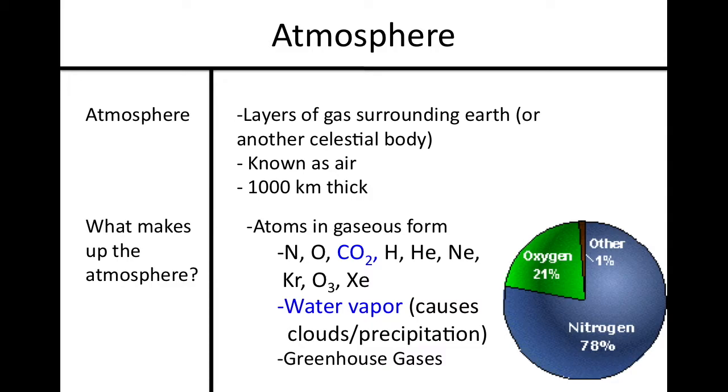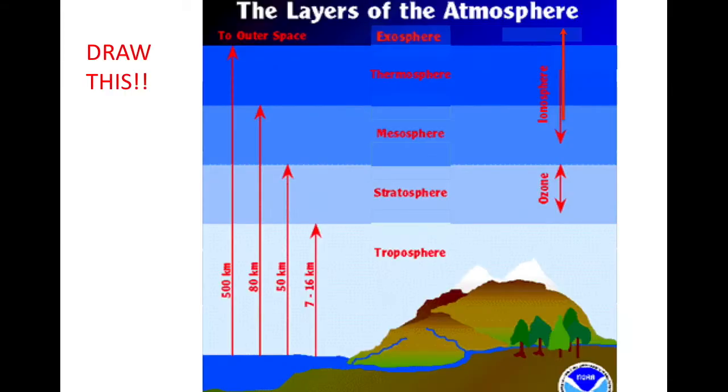These are, for example, carbon dioxide. We have hydrogen, helium, neon, krypton, O3, which is known as ozone, and xenon. We also have water vapor, and these cause clouds and precipitation. And we also have greenhouse gases, such as water vapor and CO2, alongside methane and other molecules and compounds that also aid in global warming. Please draw this picture in your notebook.